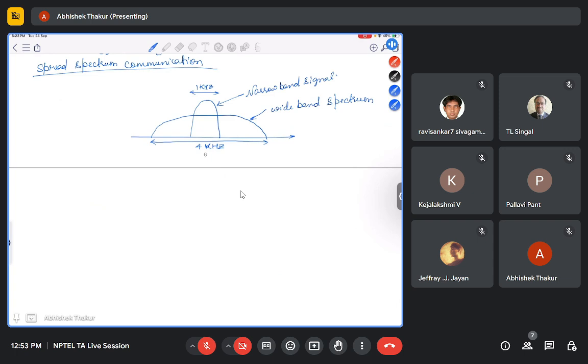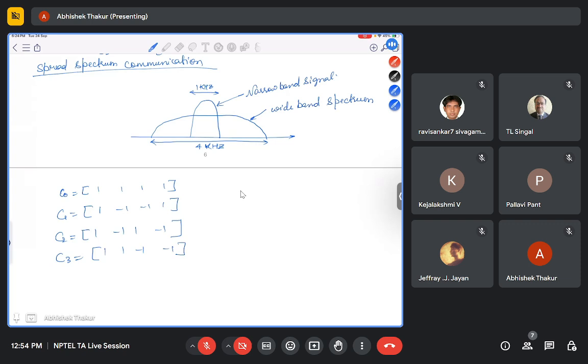So now there can be different orthogonal spreading codes. Like different orthogonal spreading codes can be like this: C0 is 1 1 1 1, C1 is, let's suppose, 1 minus 1 minus 1 1, C2 is 1 minus 1 1 minus 1, and C3 is 1 1 minus 1 minus 1.